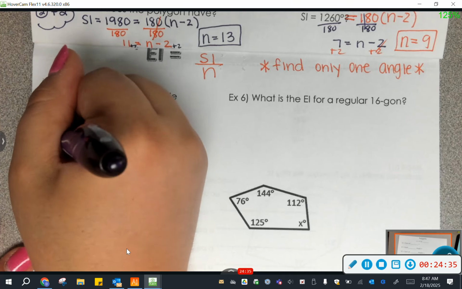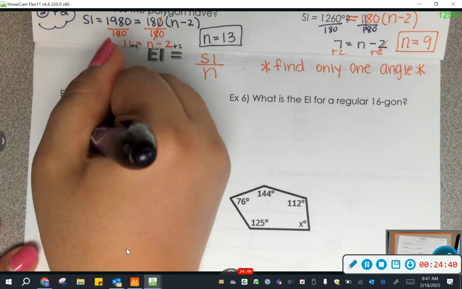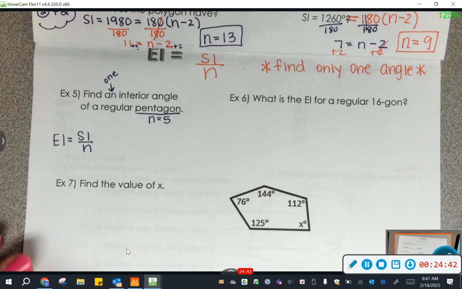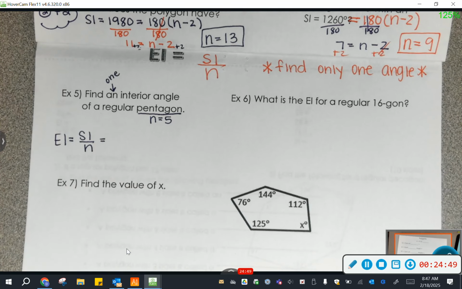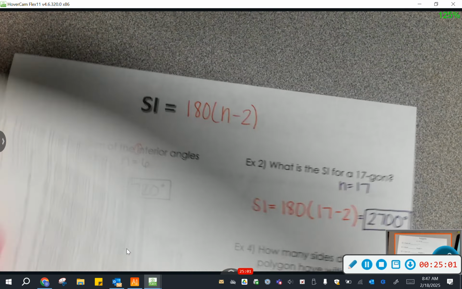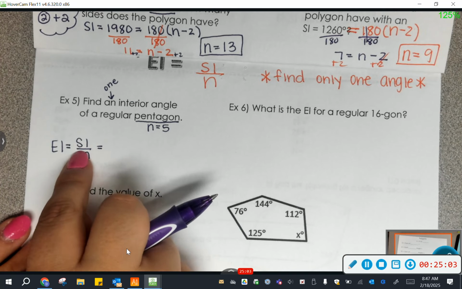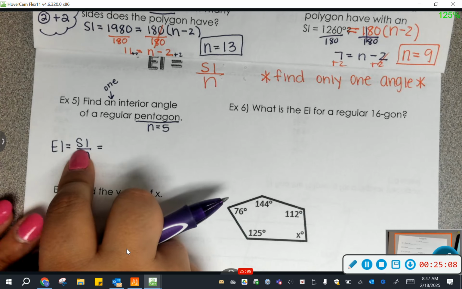So how are we going to find one angle? SI divided by N. Hypothetically, if you don't know the names of the shapes, we're going to memorize them by next week. I'll also have them right here for you. Okay, so how do we find SI? We just practiced that. What's SI? Look at the top of your paper.